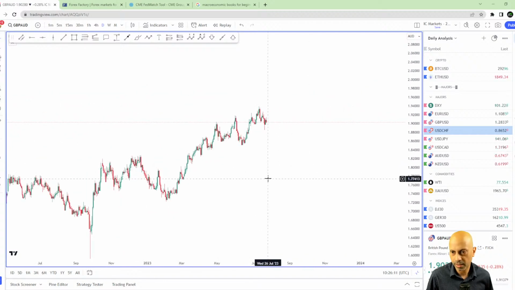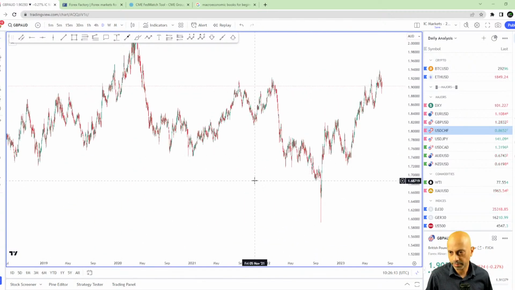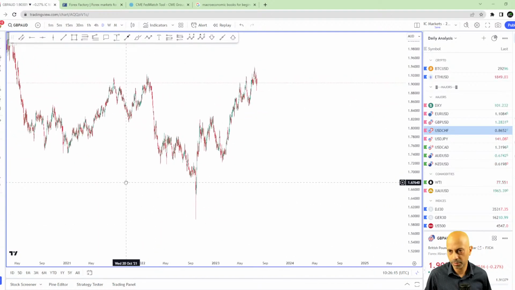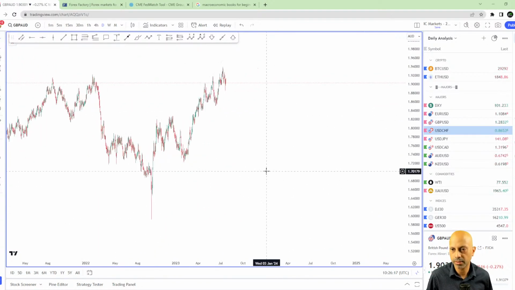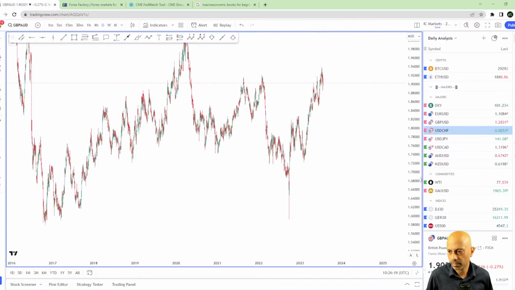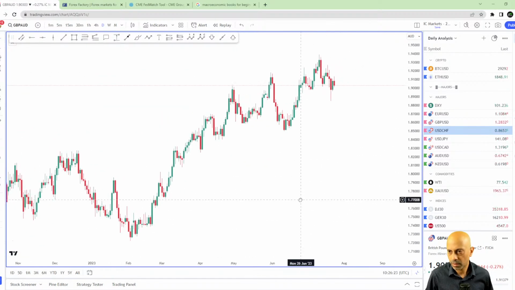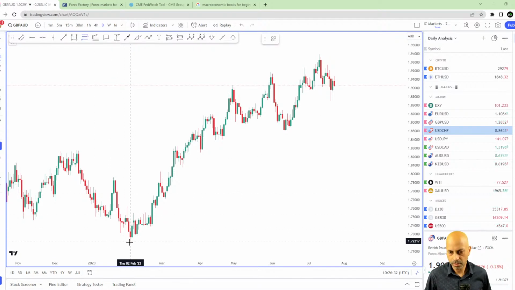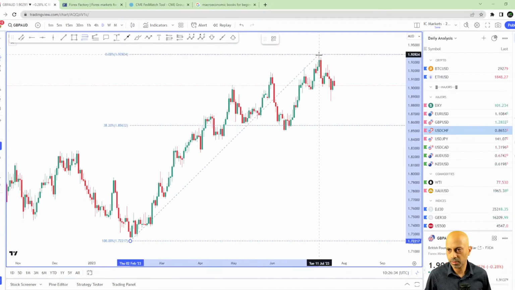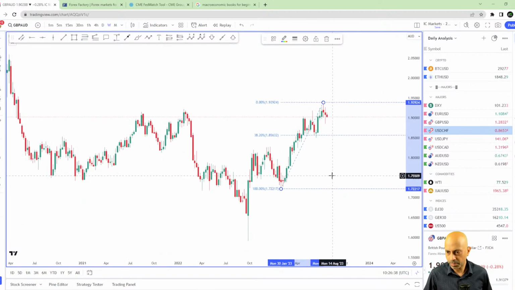Now let's see what we can do in terms of Fibonacci. This is 100%. Let's see how this looks on a weekly time frame, if it captures it.